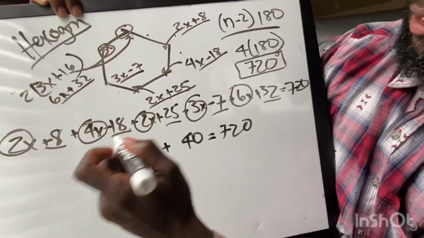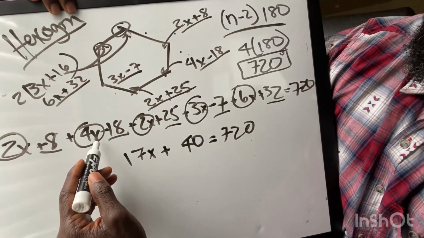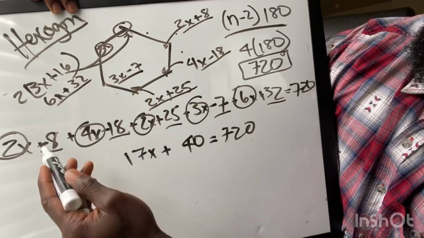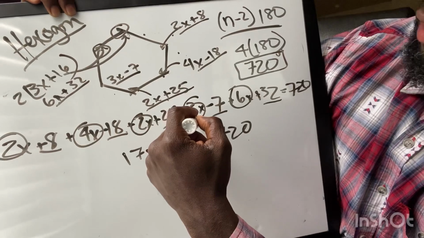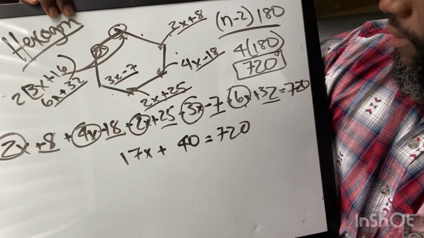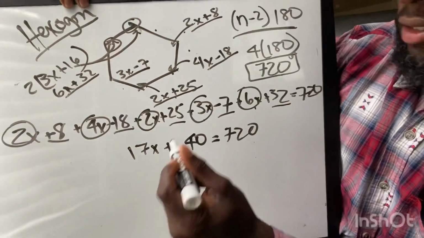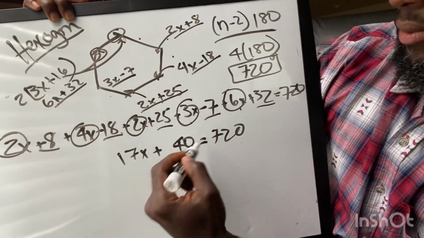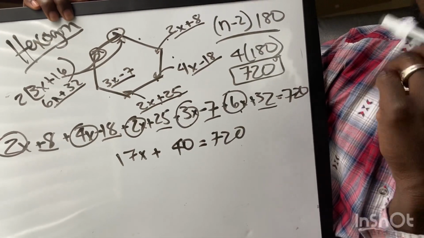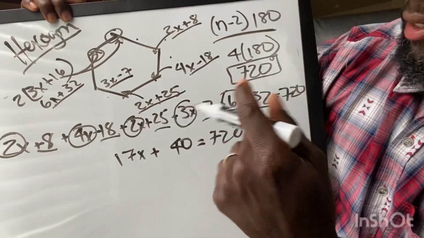Is that good? Let's double check. 2 plus 4, 4 plus 4 is 8, plus 11, 17. Yeah, 17x. So all of this changed to 17x plus 40 equals 720. Crazy, huh? All right, now from here, let's solve.